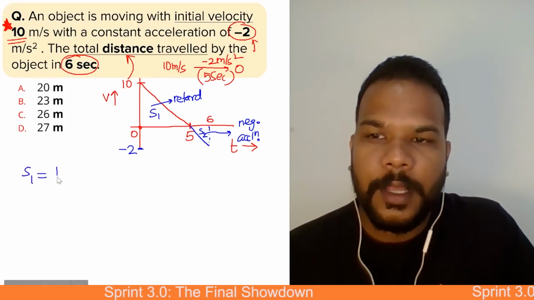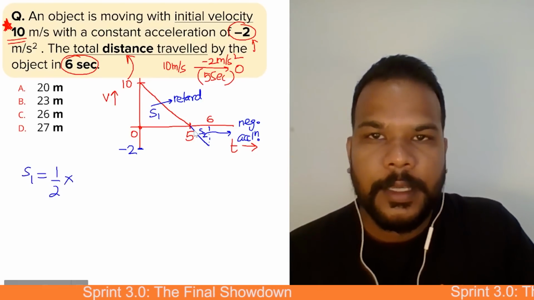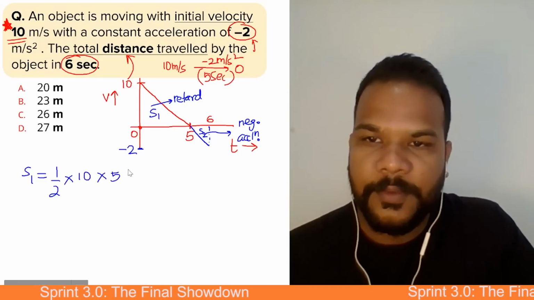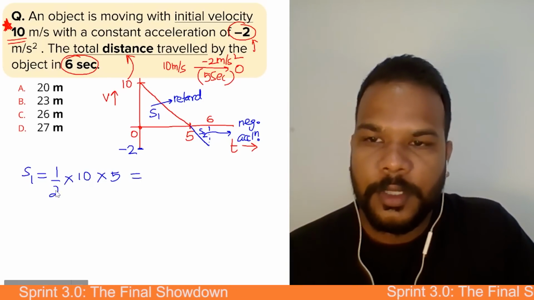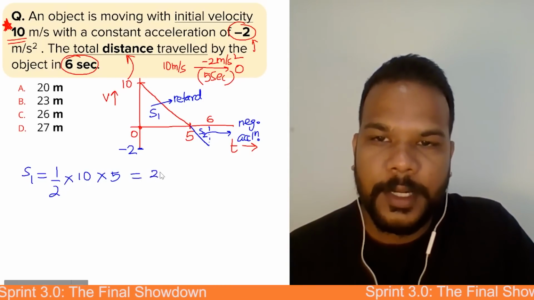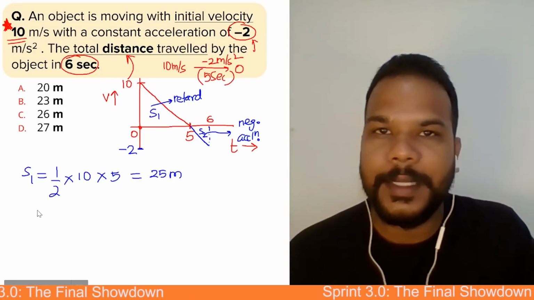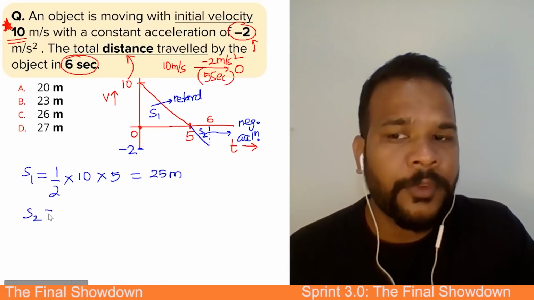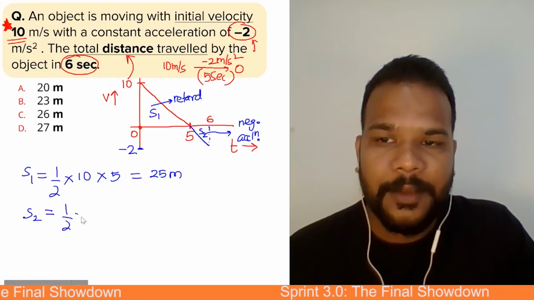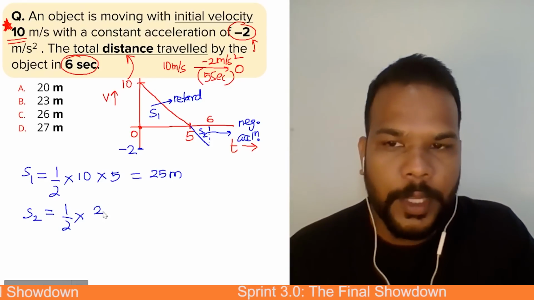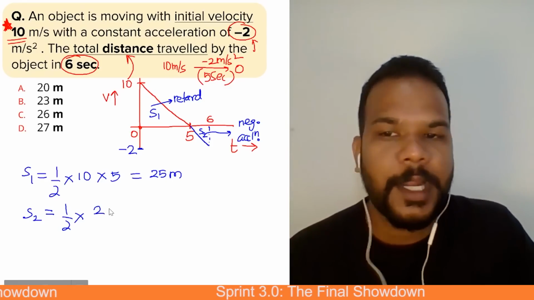तो S1 क्या होगा? Half area of the triangle, half into altitude, that is 10. This side is 5. So this comes out to be how much? When you simplify, this is 50 by 2, that is 25 meters. और हमें सिर्फ magnitude चाहिए because we just want to calculate the distance. Similarly, S2, that is half into altitude, that is -2, but you will use only 2 here because हमें magnitude चाहिए, हमें displacement नहीं find out करना है.